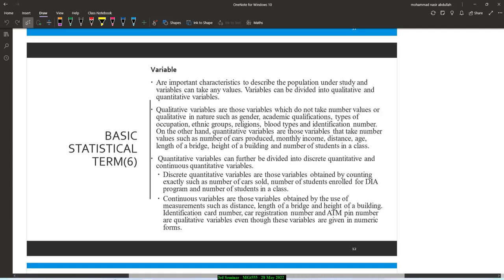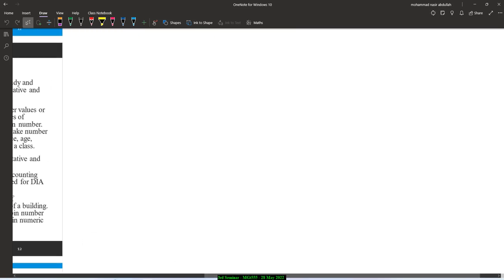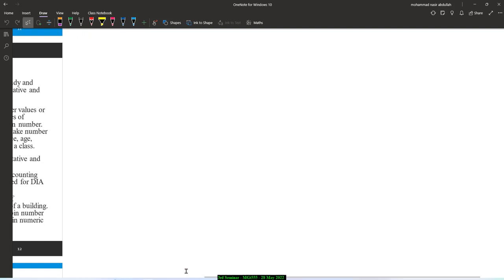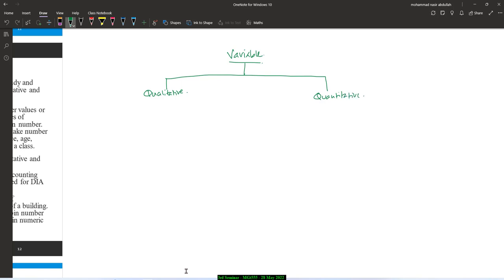So now you can take a piece of paper and write this down, right? We already know the term variable. The variable can be divided into two parts. The first one is qualitative. Another one is quantitative. Right? Variable can be two parts. First is qualitative, another one is quantitative.